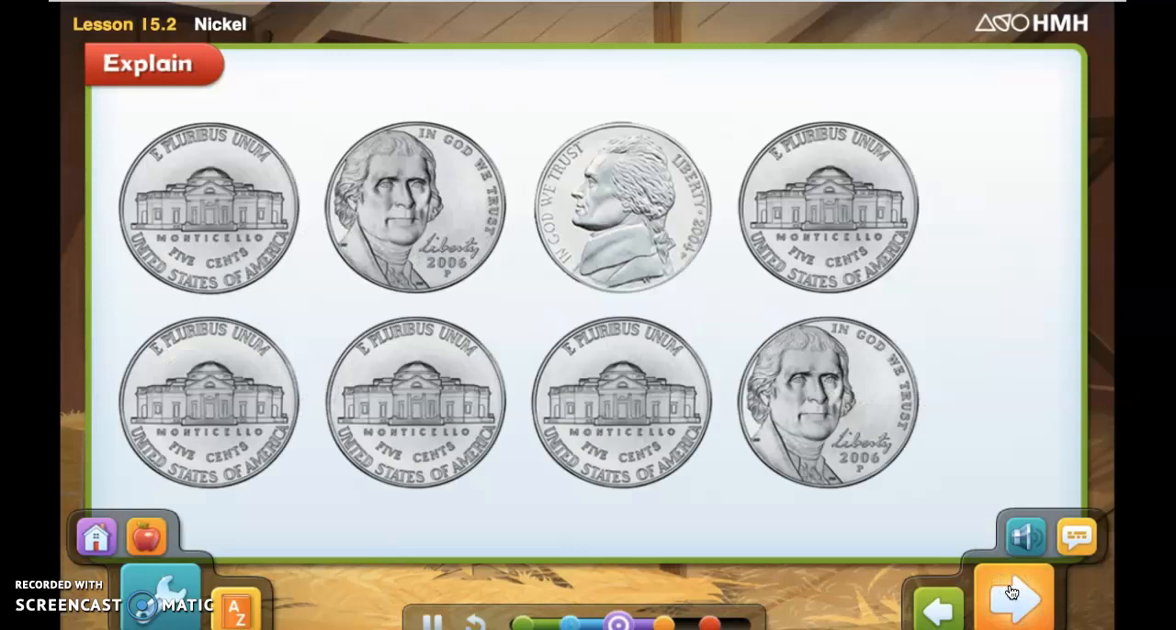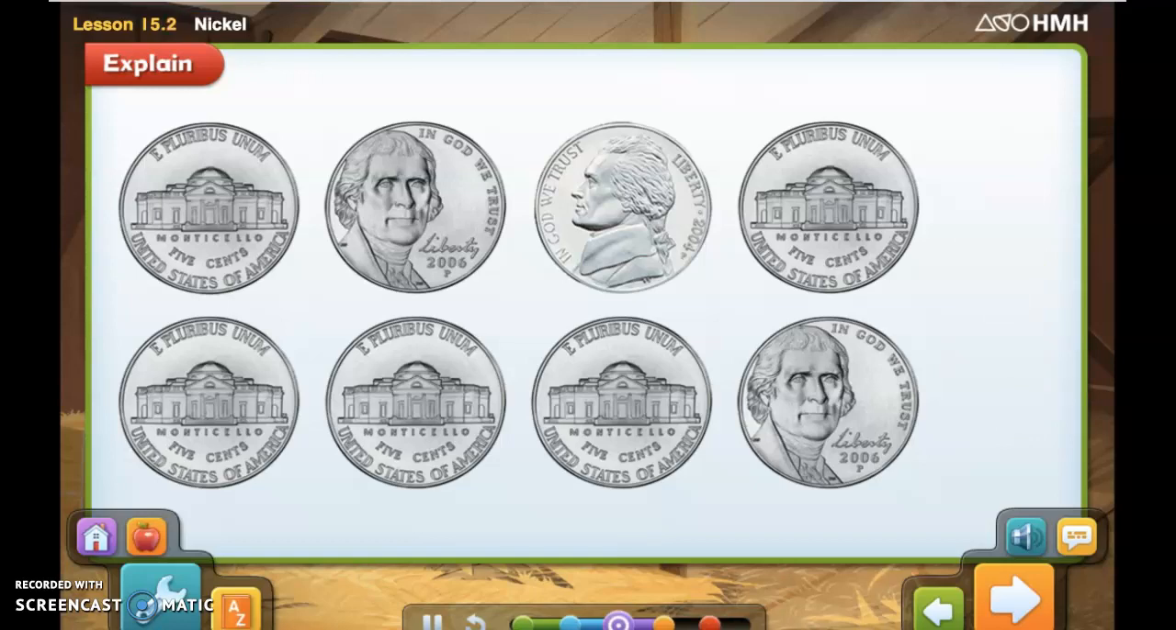You can count nickels the same way you count with counters, one at a time. How many nickels are there? Count the nickels and select your answer. Great job! There are 8 nickels.